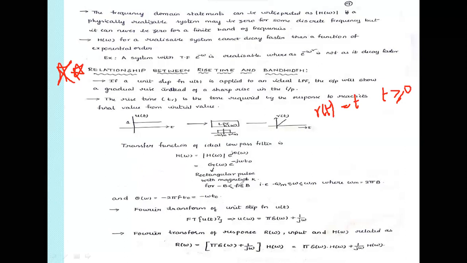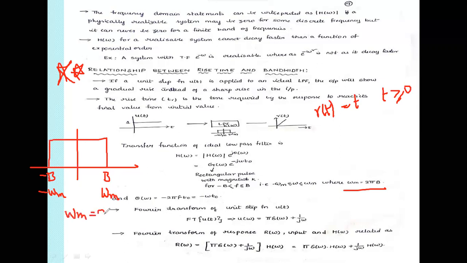You can take minus b less than or equal to f less than or equal to b, as we already know the rectangular function between minus b hertz and b hertz, or in terms of omega, band limited, where omega m is equal to 2 pi f. What is the f here? It is nothing but the frequency in hertz, that is, b. Got it, my students? And theta of omega is equal to minus 2 pi f into t naught. We already know this function: that is omega into t naught.